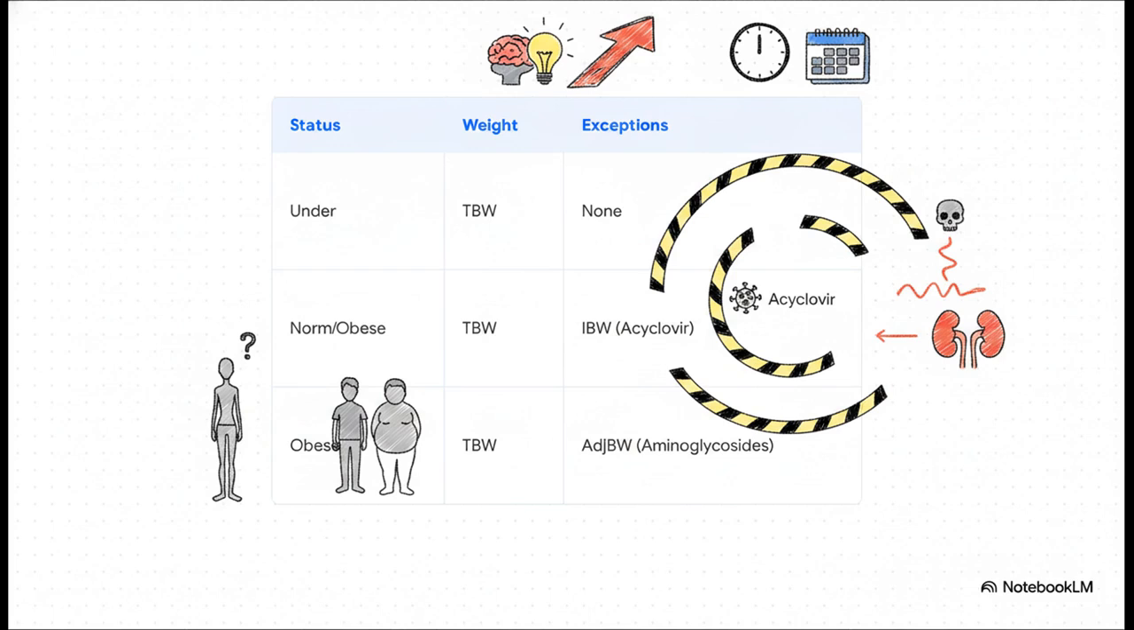If a patient is underweight, you use their total body weight for all drugs. If they're normal weight or obese, you still use TBW for most drugs. But wait, look at the exceptions. For drugs like acyclovir, aminophylline, and levothyroxine, you must use ideal body weight. And here is the biggest trap on the NAPLEX. For an obese patient receiving aminoglycosides, you have got to use their adjusted body weight to avoid severe toxicity.